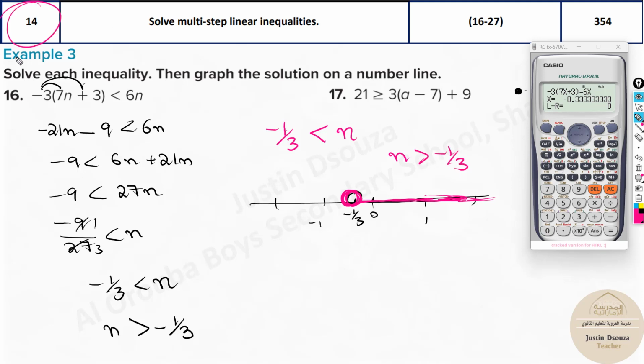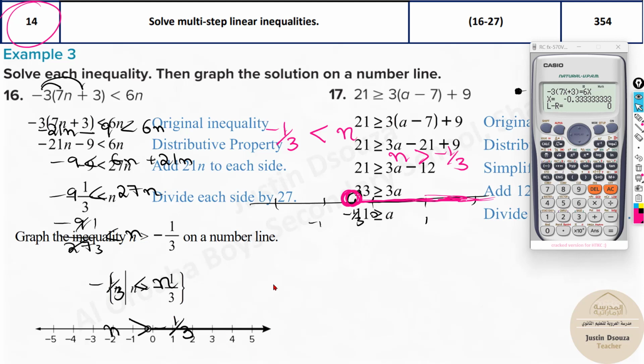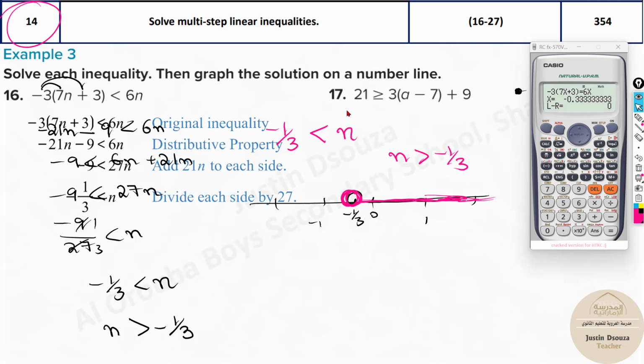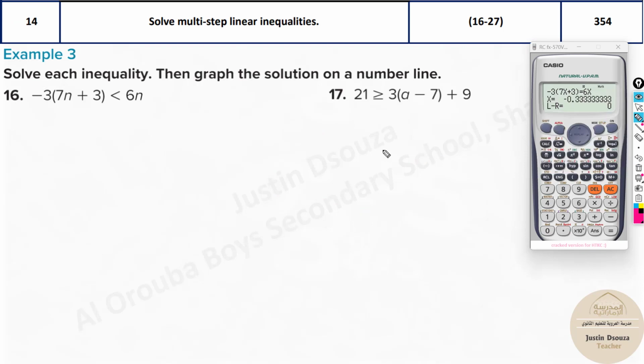Since it's the 14th question, we can use the direct method as well. So it's up to you. Now I will do the next one. This is the answer you saw over here. It's done. You can see the steps later on. It's n greater than negative 1/3. Now over here, what we will do is the next one in the calculator directly.